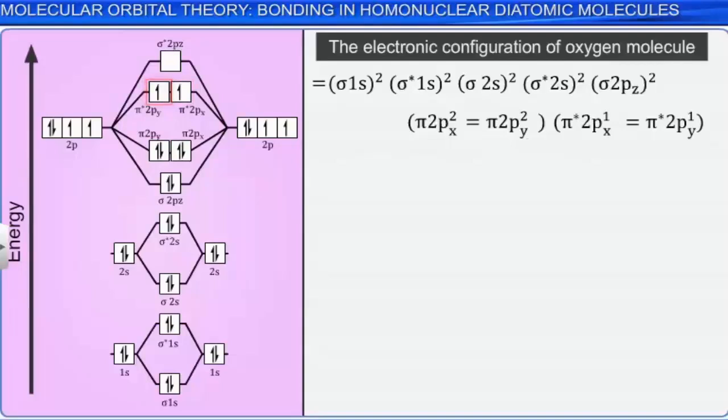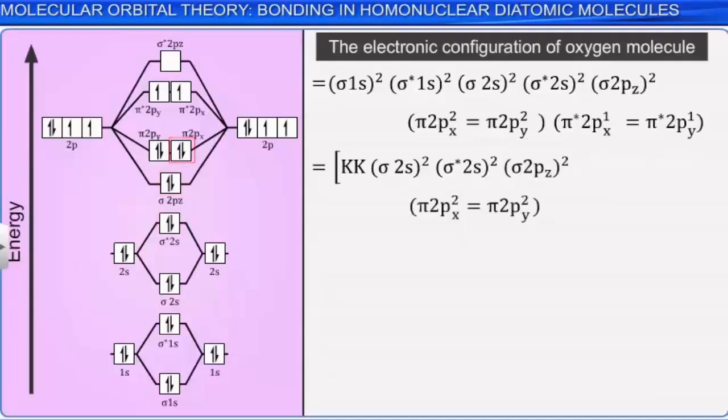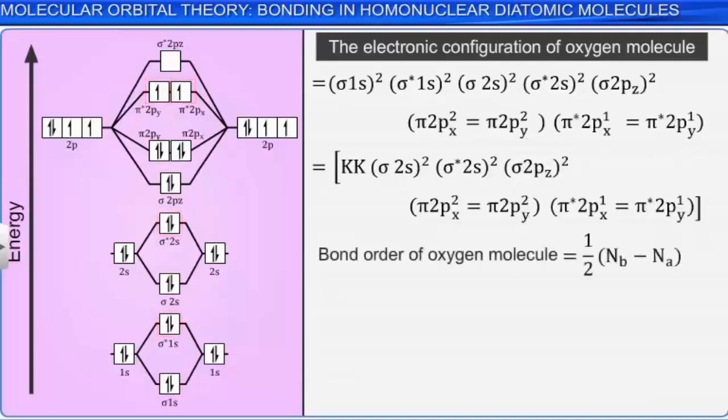which can also be written as KK sigma 2s2, sigma star 2s2, sigma 2pz2, pi 2px2, pi 2py2, pi star 2px1, pi star 2py1. The electronic configuration of oxygen molecule is such that there are 10 electrons in the bonding molecular orbitals and 6 in the anti-bonding molecular orbitals. Thus, the bond order of oxygen can be calculated as half of 10 minus 6, which is equal to 2.